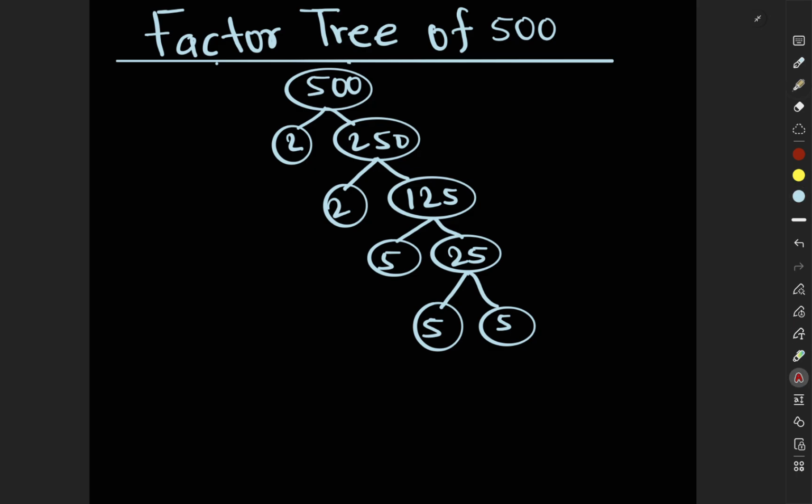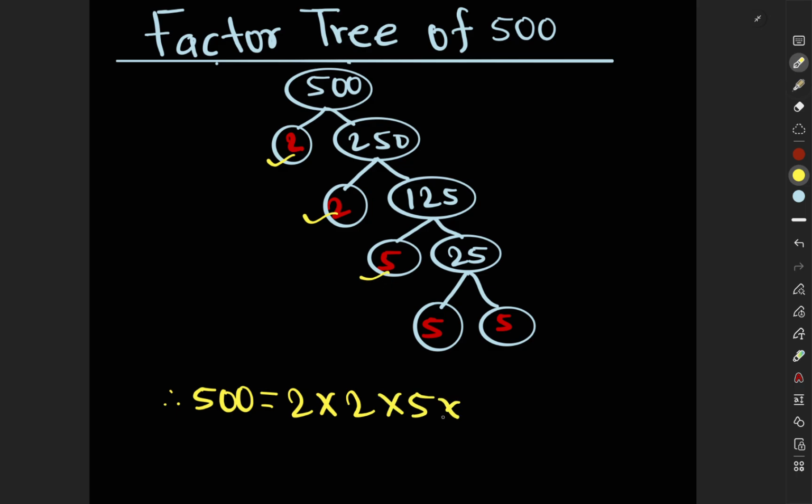So now we select the prime numbers among these numbers. The prime numbers here are 2 and 5. So these 2 and 5 are the prime numbers. So we can write 500 as the product of all these prime numbers, that is 2 times this 2 times 5 times this 5 and at last this 5.